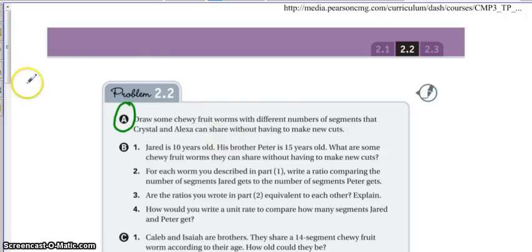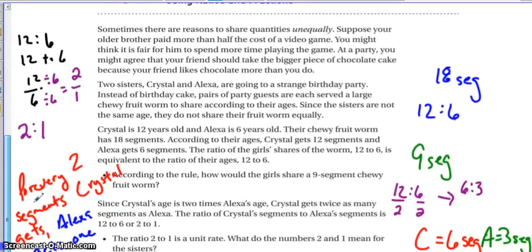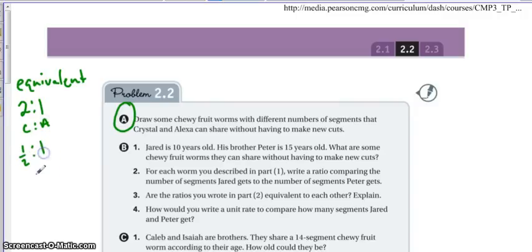Remember, if we go back, they were able to share an 18 segment worm because the 12 to 6 was an equivalent of the 2 to 1. They were able to share a 9 segment worm because 6 to 3 was also equivalent to their 2 to 1. So what this is really asking us is to come up with an equivalent for a 2 to 1 ratio if this was Crystal to Alexa, or a half to 1 if we were talking about Alexa to Crystal.